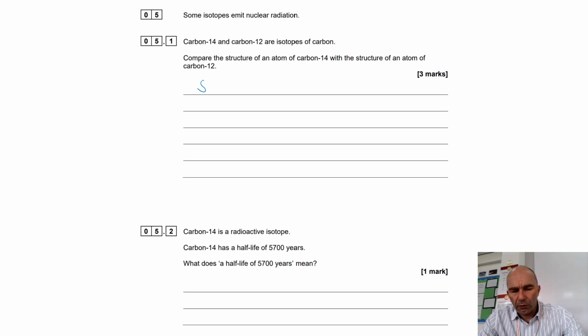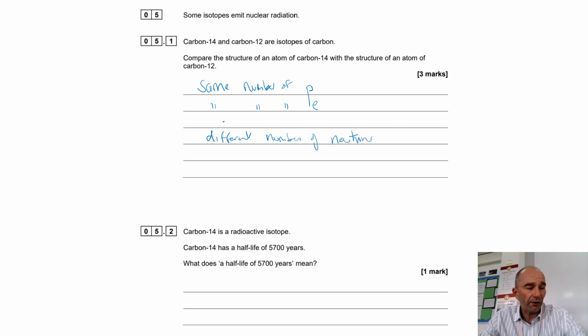So remember, carbon is carbon because they have the same number of protons. If they've got the same number of protons, they've also got the same number of electrons. This is where they differ in the number of neutrons. They have different numbers of neutrons. If you really wanted to, just to make sure you've absolutely guaranteed the marks, you could say that carbon-12 has 6 neutrons. You could say that carbon-14 has 8 neutrons. There's three nice marks to start us off on that question.